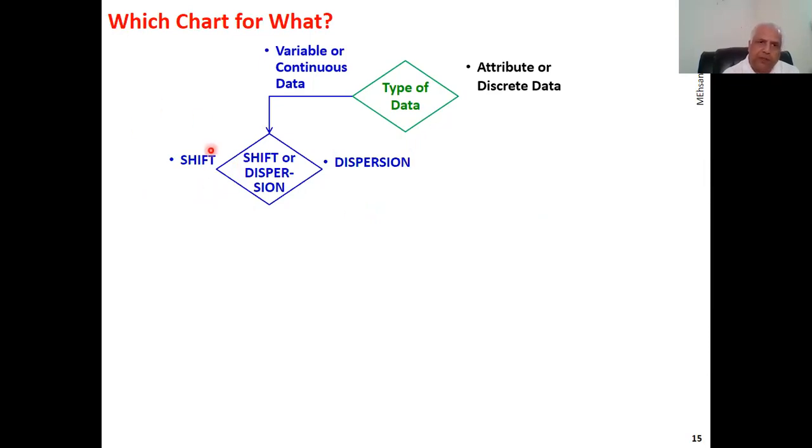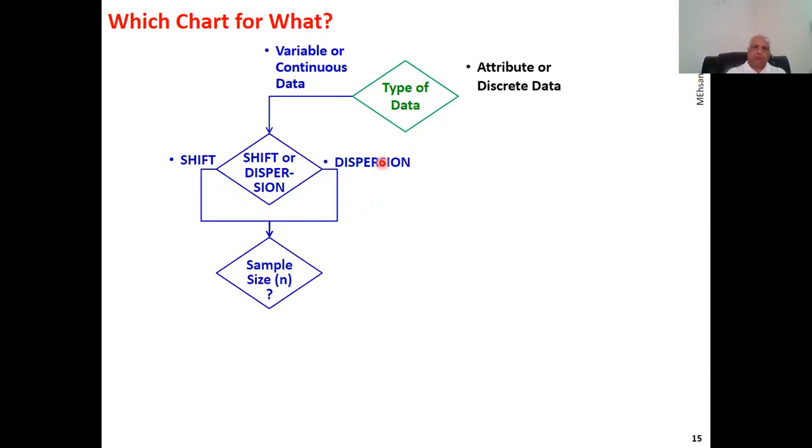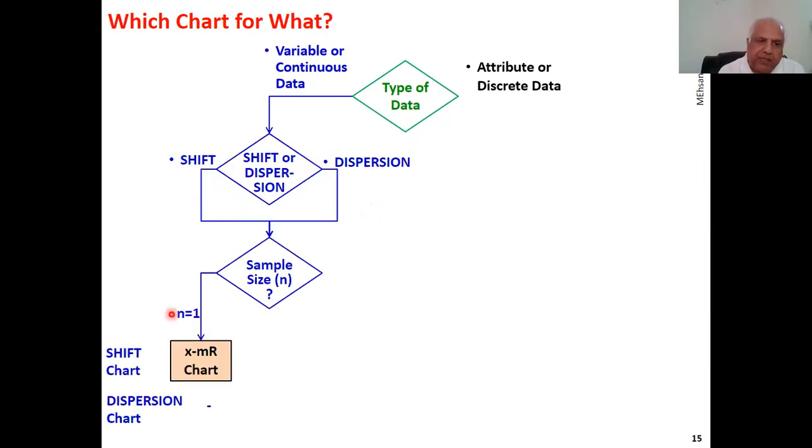Whether we want it for shift or dispersion, the next argument is, what is the size of the sample? Remember, we have to create charts for shift and dispersion. If the sample size is 1, we will have a chart called XMR chart for shift, and there is no chart for dispersion.